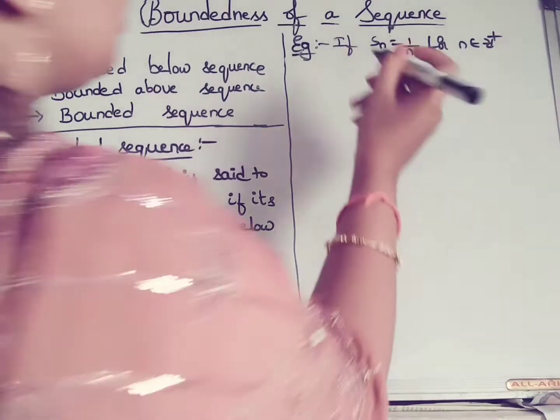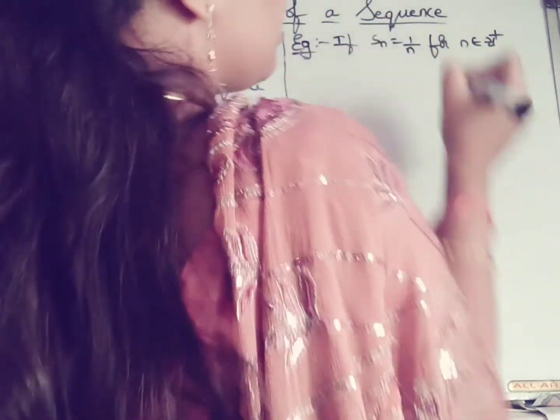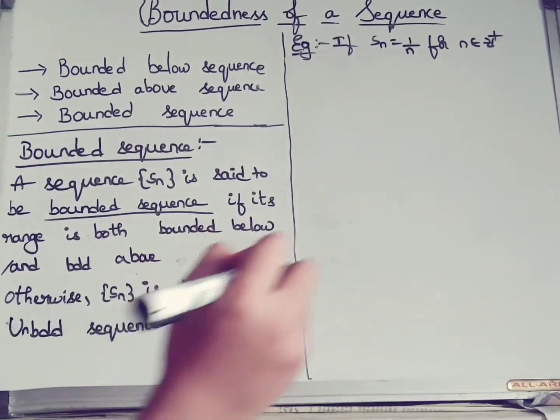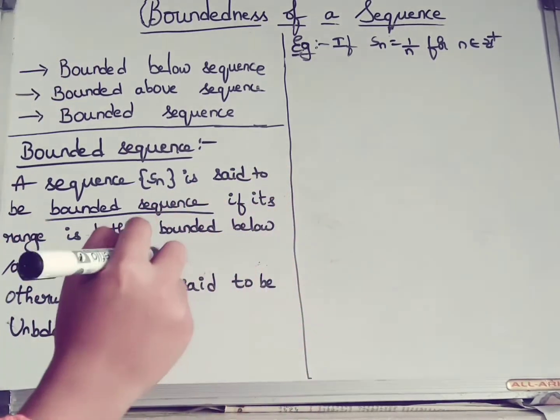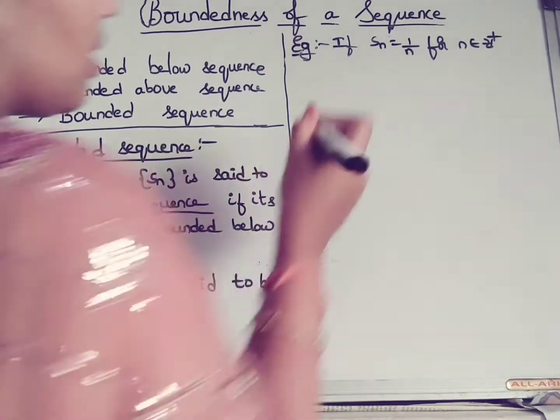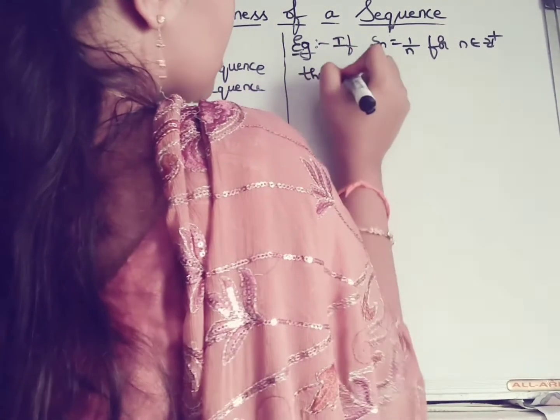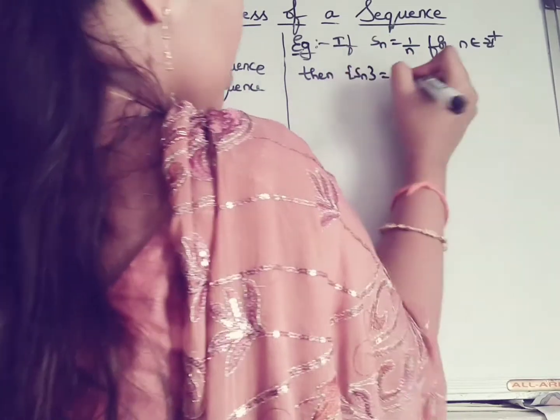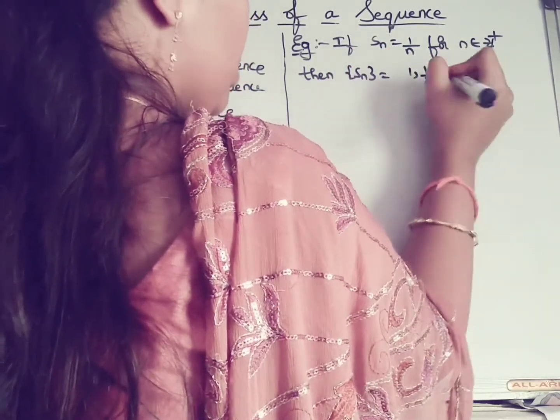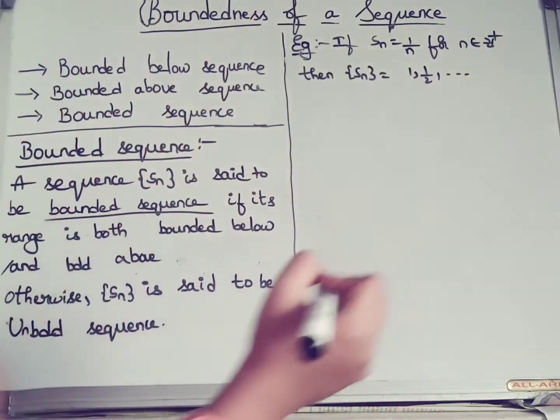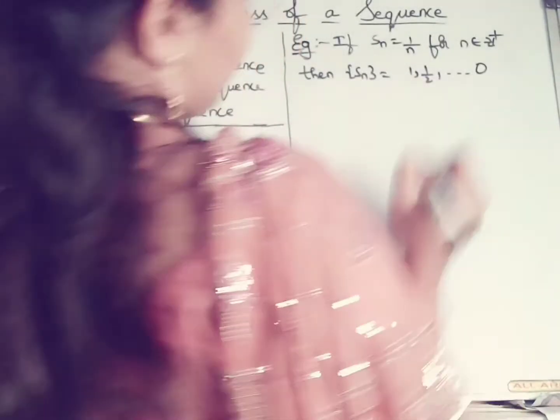For example, if Sn is equal to 1 by n for n belongs to Z plus, this is our nth term. From this we can find the sequence. Sequence Sn is 1, 1 by 2 and so on, 1 by infinity. 1 by infinity value is nothing but 0. See here.